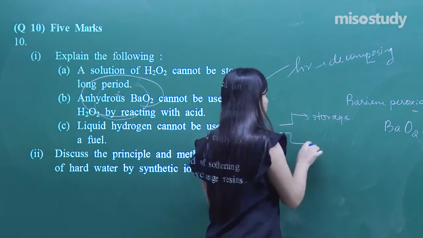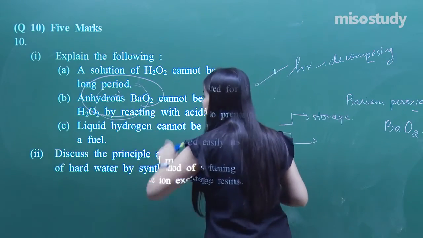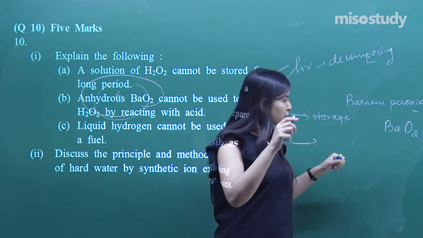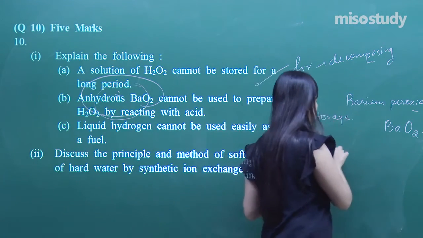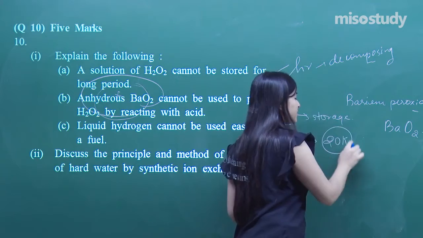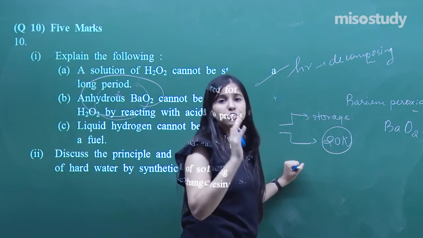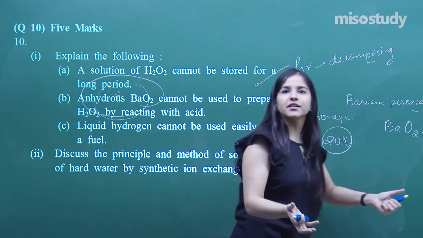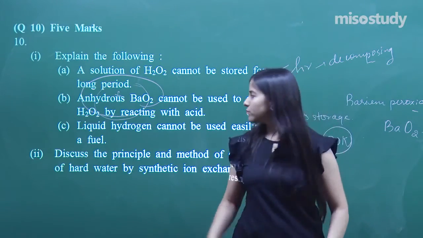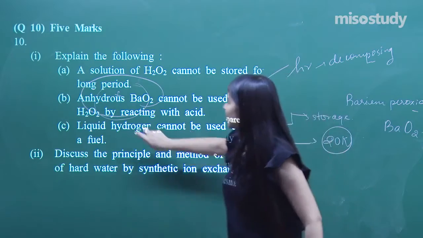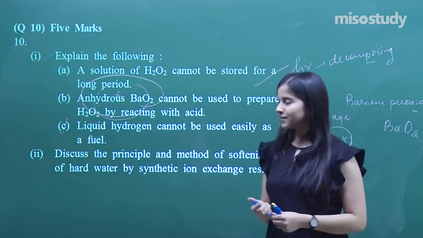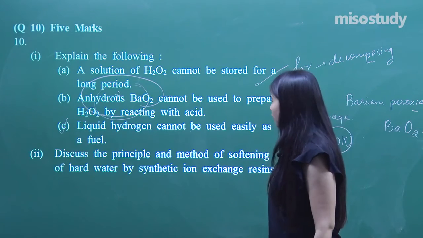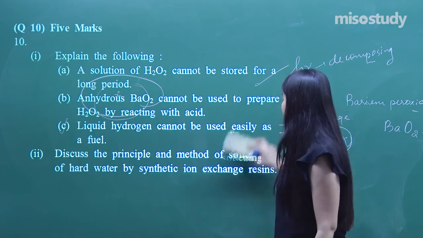First is the storage problem. Another is liquid hydrogen: that means liquefying, so again what do I have to do? We have to lower its temperature to approximately 20 kelvins, which is very difficult to attain, right? And yes, there is also a leakage problem. So many problems, and that is why it cannot be stored easily as a fuel. Done? Okay.